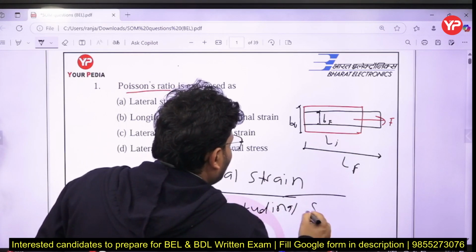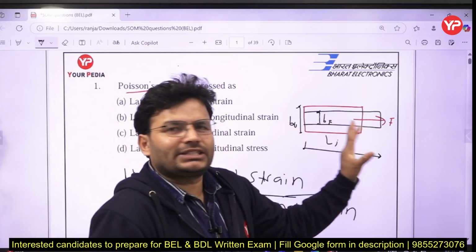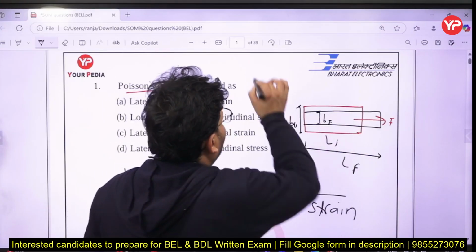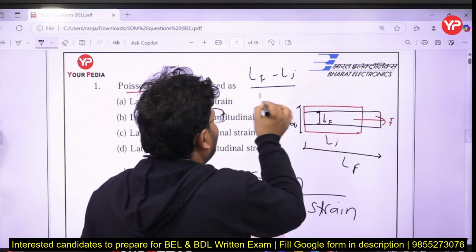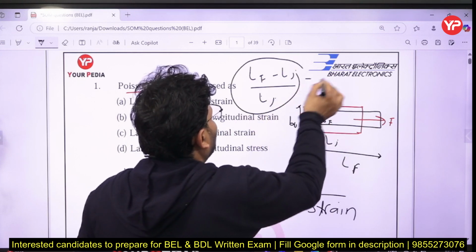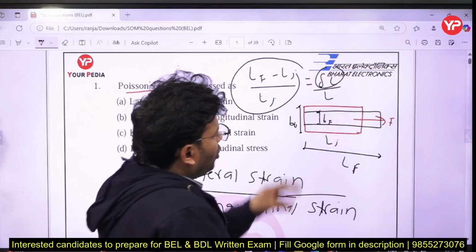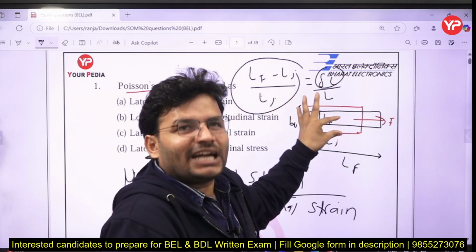But you have to keep in mind one thing, my dear friends: the longitudinal strain is positive. What is strain? Change in length upon original length. So we can say LF minus Li upon original length Li, that is longitudinal strain, the change in length upon total length. But if you talk about lateral, what is happening? The lateral dimension is going to decrease, that means it is negative.